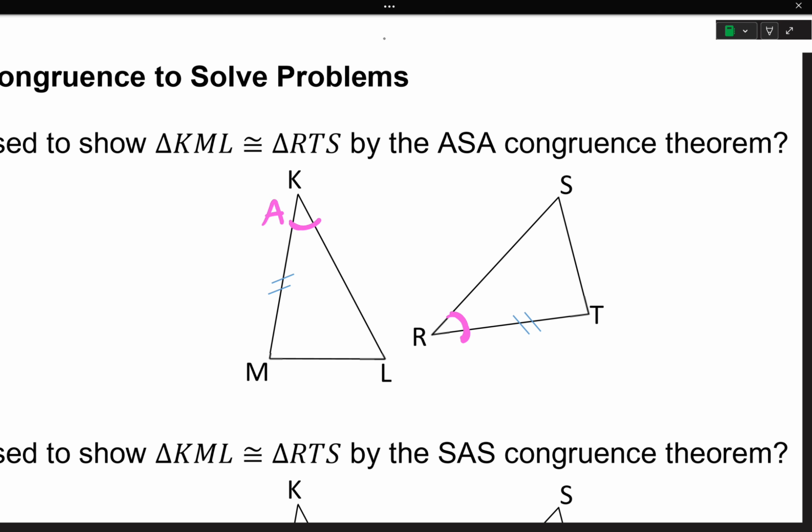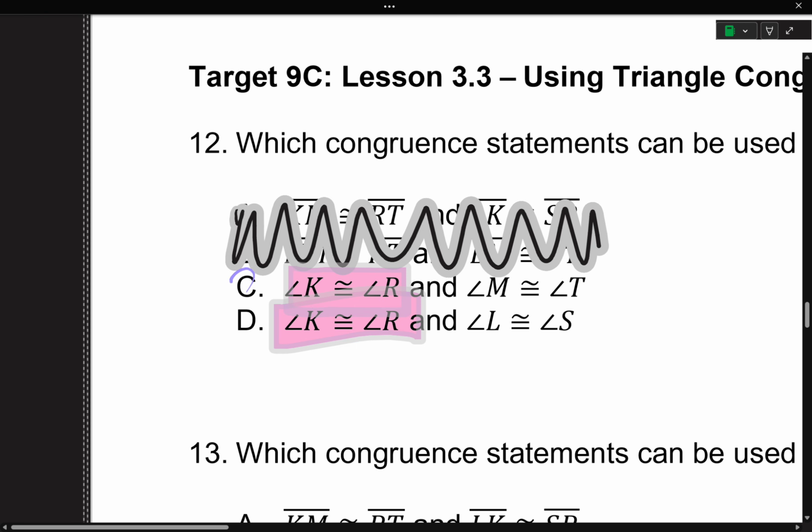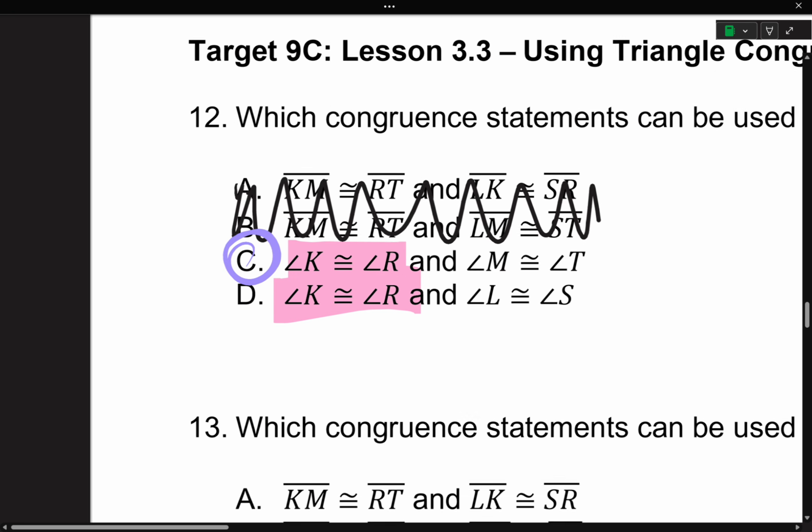Angle, side, angle. We need another angle here. So we have angle M and T. That exists in letter C.